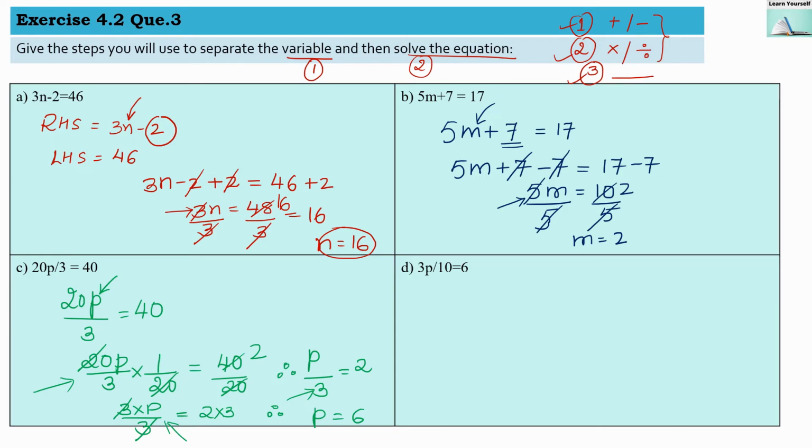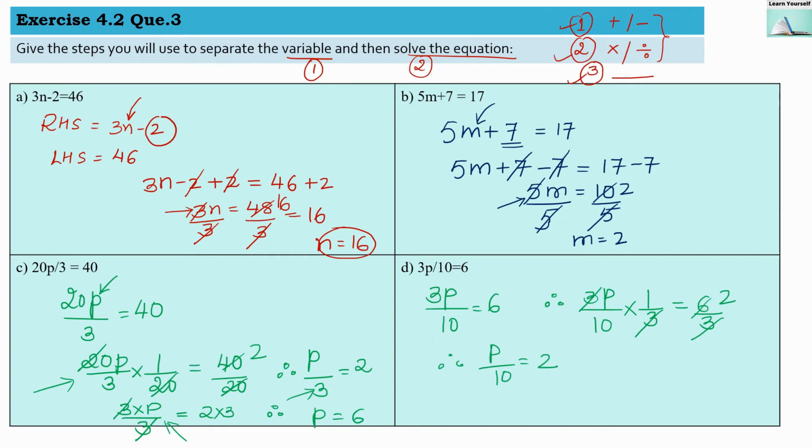Now another equation, equation D, is 3p divided by 10 equals 6. Here 3 is in multiplication and 10 is in division, so we have to remove both the numbers. To remove 3, which is in multiplication, we have to divide the equation by 3. So 3p divided by 10, again I am dividing by 3 on both sides. This 3 and 3 get cancelled out. 3 2s are 6, so I get p divided by 10 equals 2.